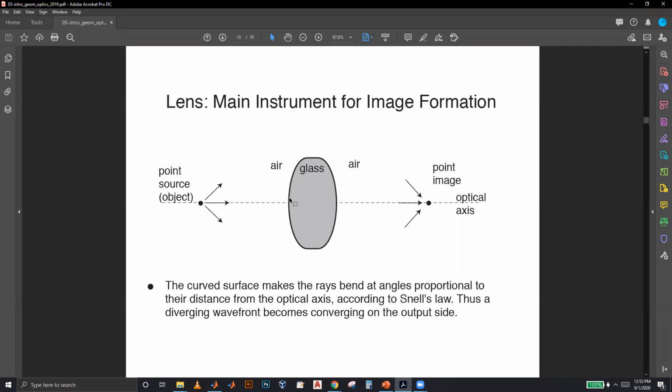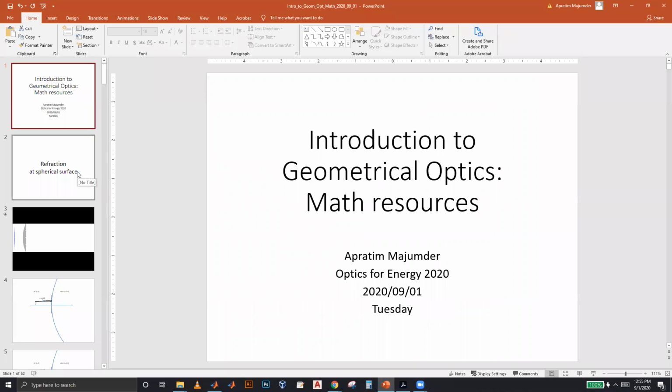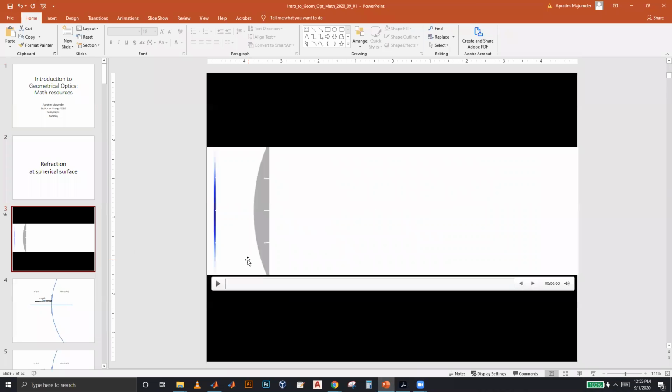What happens in the case of a lens is that the curved surface makes all these rays bend at angles which are proportional to their distance from the optical axis, according to Snell's law. So a wave which was diverging is going to converge to a point, which is going to be the image of the point source. Going forward, we are next going to analyze these lenses using ray tracing. But before that, I will just switch to the PowerPoint, where I have an animation which summarizes this. You can see the PowerPoint now, right?